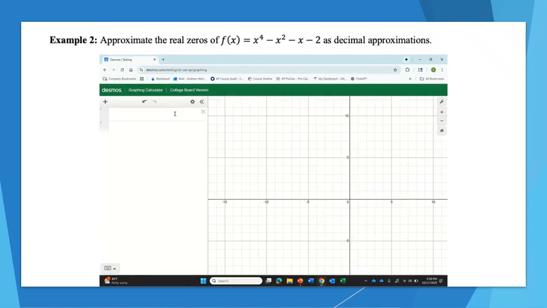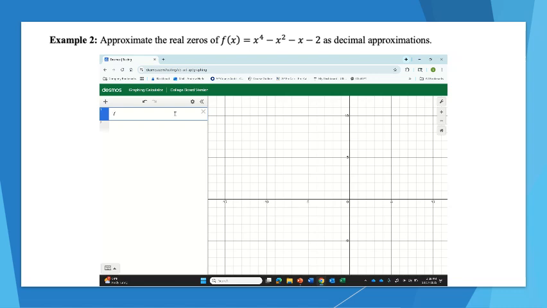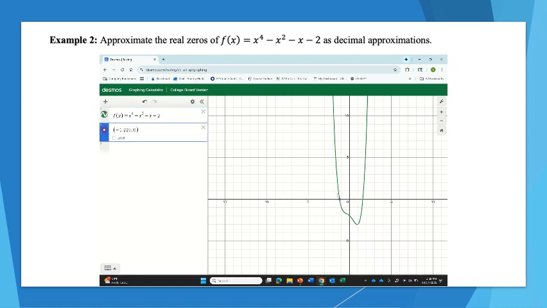All right, now example 2: approximate the real zeros of f(x) = x⁴ - x² - x - 2 as decimal approximations. Here it is important to know that decimal approximations means 3 decimal places, so we want to round our answers to 3 decimal places.